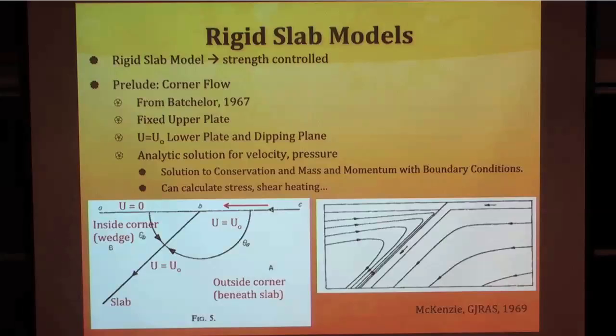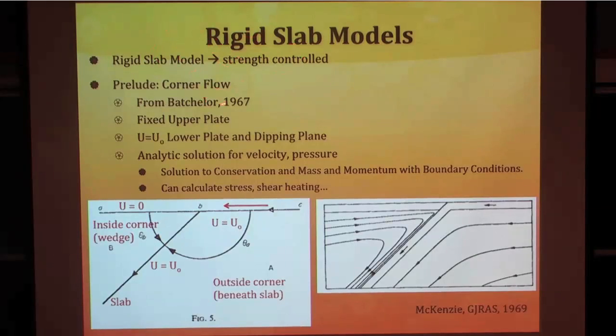Okay, so the other end member is to have a perfectly rigid slab, all right? And so this is basically all controlled by the fact that it's perfectly rigid. It cannot deform internally. Before I get to what that model can give us in terms of dynamics, which seems like you might think it can't give you anything, but it can.